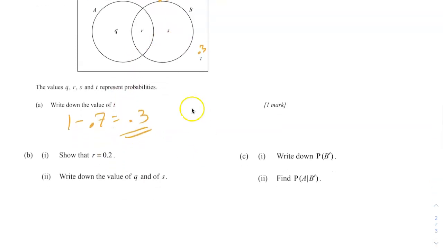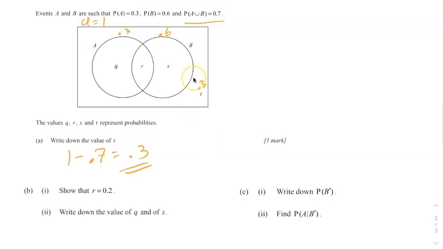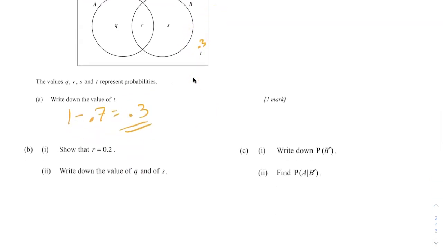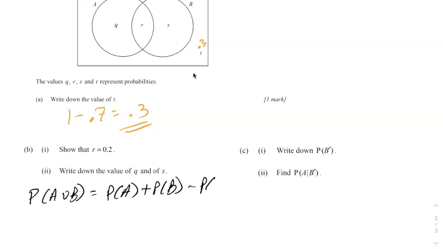Next, show R is 0.2. So the way we do that is, since we know there's the formula we always use. It's in our formula sheet. It's this guy, our favorite formula. Probability of A union B equals probability of A plus probability of B minus probability of A intersection B. And that is in our formula sheet.